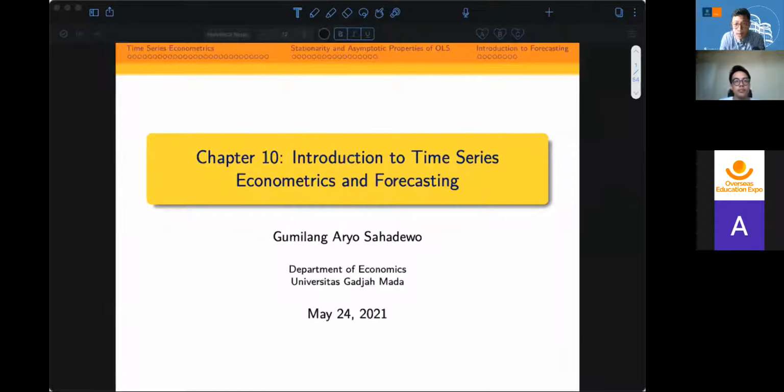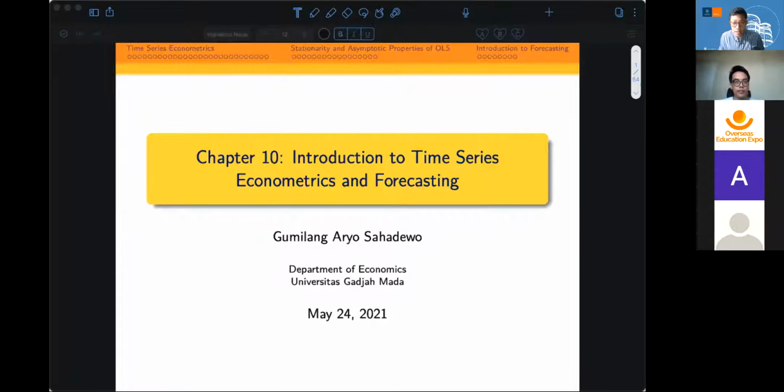Okay, so for this meeting, we're going to start a new topic, a new discussion. We're going to shift gear into introduction to time series econometrics. I think this is a very interesting topic on its own. And if you are interested in learning more about time series econometrics or macroeconometrics, there's going to be a course offered in the fall semester. It's going to be a course on macroeconometrics, so it's going to be relatively advanced.